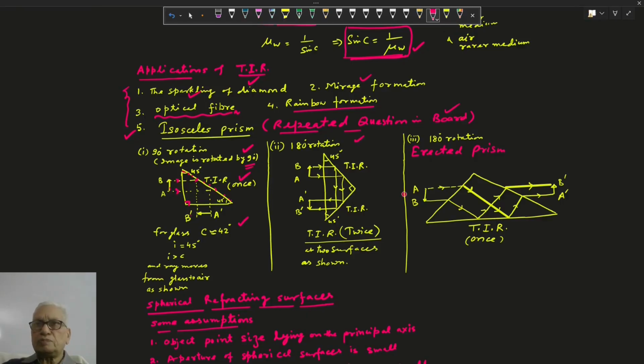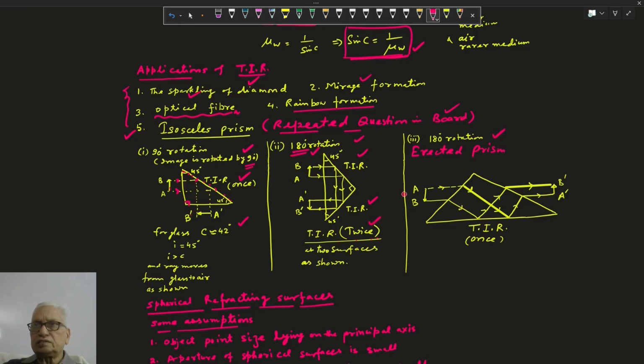Here is the second application of the same isosceles prism, 180 degree rotation. We have kept this prism like this, AB, and here the ray is moving like this. At this surface and this surface, there are 2 times total internal reflection, and the object is rotated by 180 degrees. There are 2 times total internal reflection that take place.